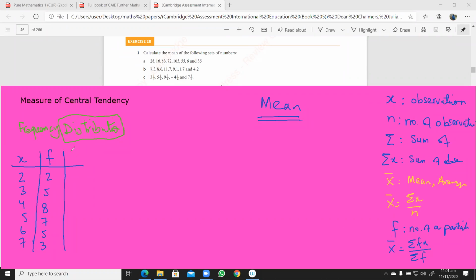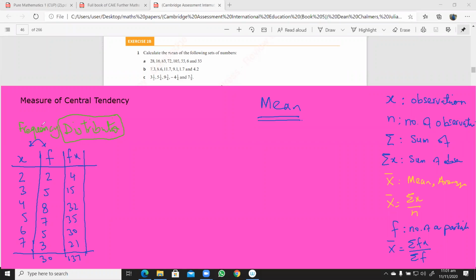Can someone tell me why we have to multiply f and x? So the products are 4, 15, 32, 35, 30, and 21. And then we find the sum. The running totals are 4, 19, 51, 86, 116, and 137, and the total is 137. Why do we multiply these two together to find the mean?